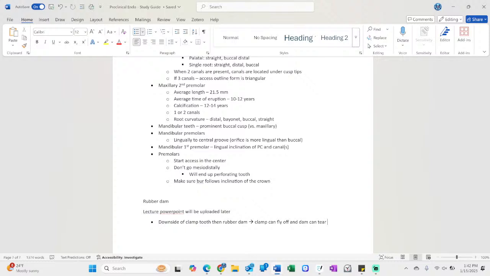With this clamp, just please pay attention to this picture. The highest part of the wings looks palatally or lingually, not buccally. That's something I see all the time. I don't know why, sometimes it's confusing. So make sure that the high part is palatally or lingually.